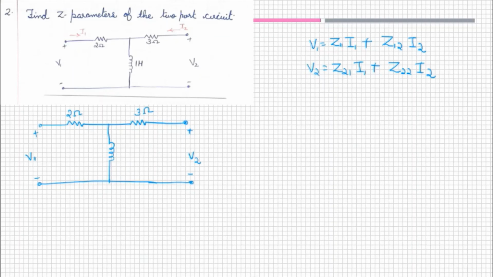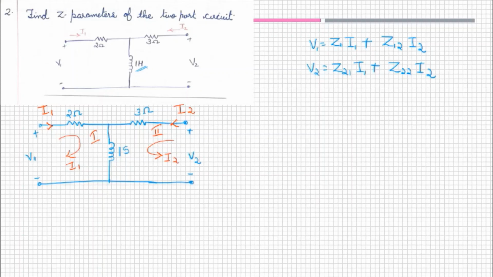The circuit is redrawn like this. Here we have a 1 Henry inductor, so it is 1 into S. Then the currents are input port current I1 and output port current I2. Now follow the steps. First step is to mark the mesh current for mesh 1. It is the same as I1. Then mark the mesh current for the second mesh in this direction, I2.